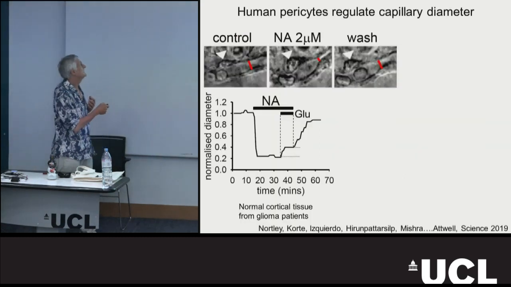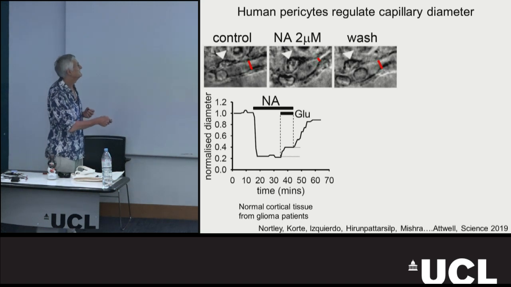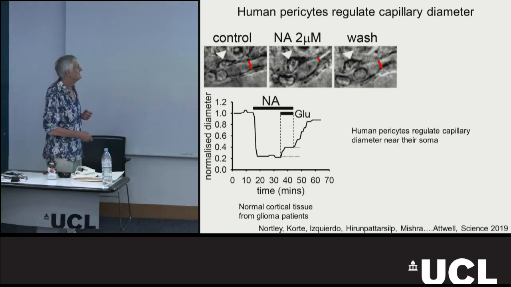We can then look at live slices, and here's a pericyte on a live human brain slice with some red blood cells still in it. If we apply noradrenaline, the capillary diameter goes down near the cell body. I'm going to come back to this in a minute. And if you apply glutamate, it dilates.